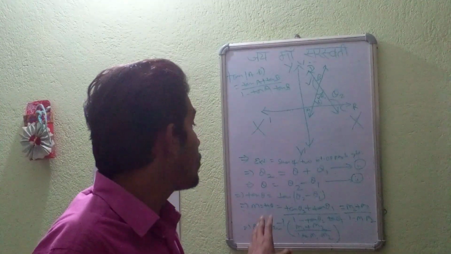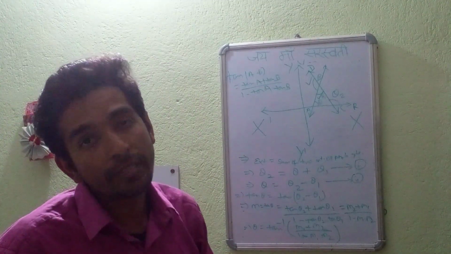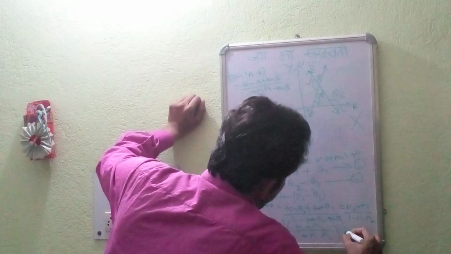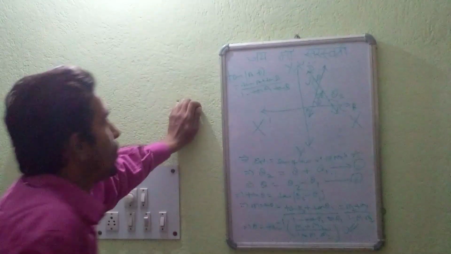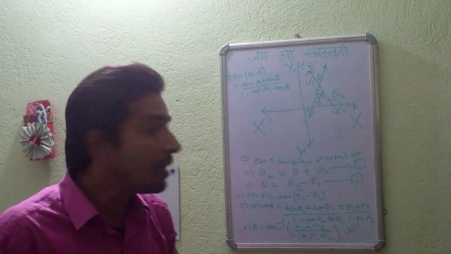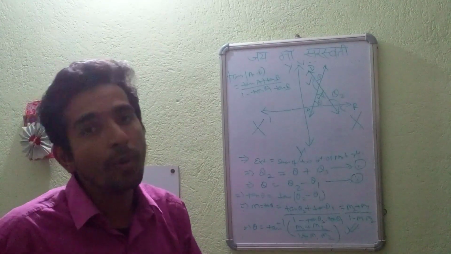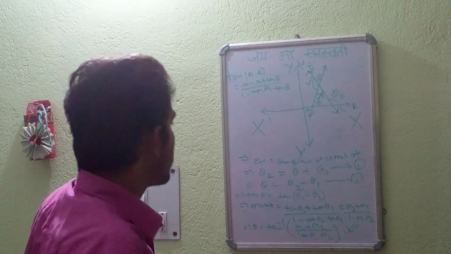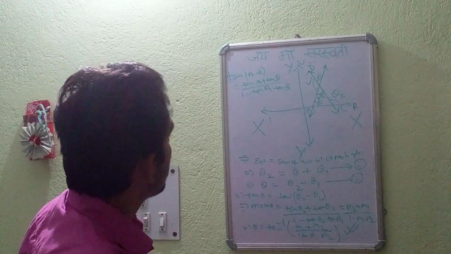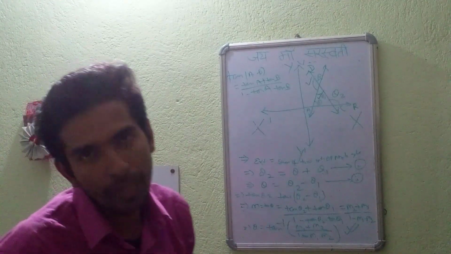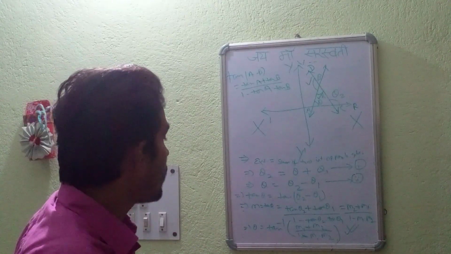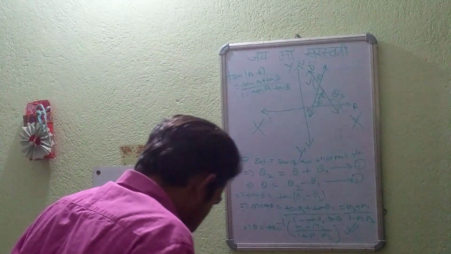So theta is equal to tan inverse of (m1 plus m2) by (1 minus m1 into m2). This is the equation which we had. Understood? So these two derivations which we had seen here: the first equation was y equals mx plus c, and the second is theta is equal to tan inverse of (m1 plus m2) by (1 minus m1 into m2).